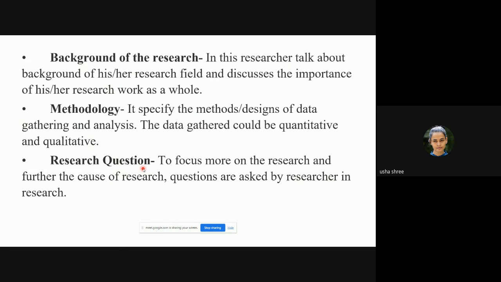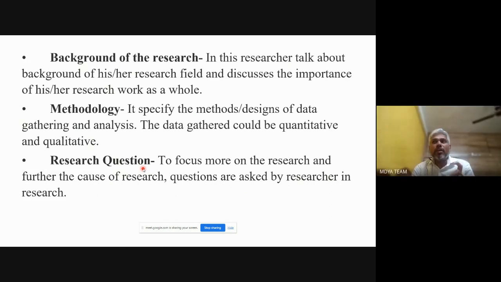If it is a different kind of study where there is no experiment, no independent or dependent variable, then you can give it in a descriptive way. Whatever your research title is, or whatever problem you are taking, that problem will be your research question.